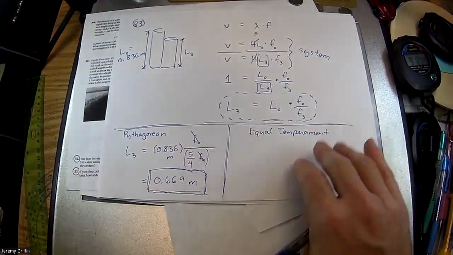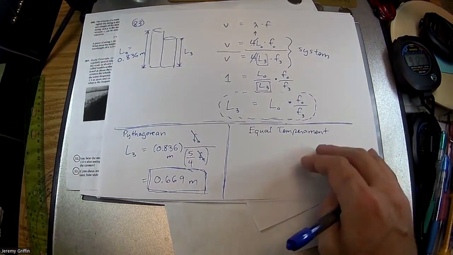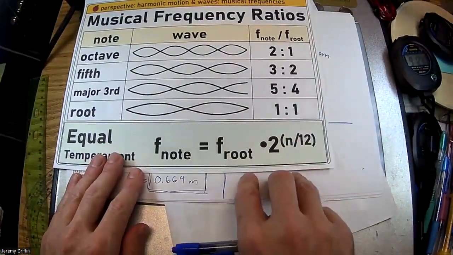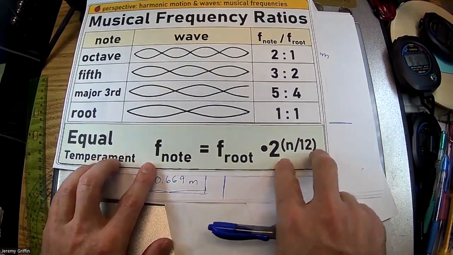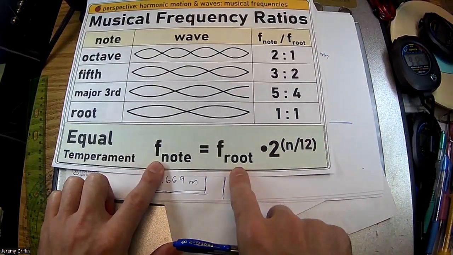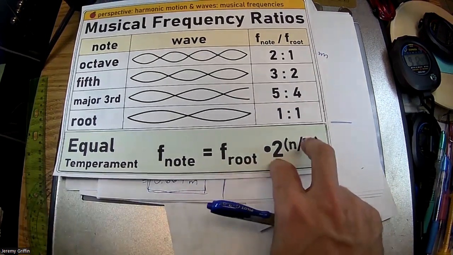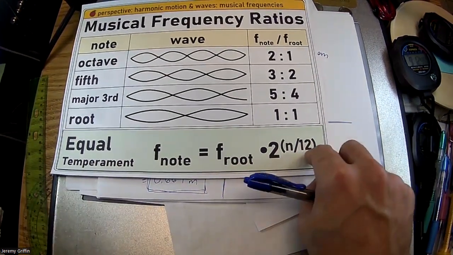Okay? Now the equal temperament uses this log scale or exponents, if you like. It's the flip side of that. So it's something to do with this. So what is the target note compared to the root note? It says 2 to the power of the number of half steps divided by 12.